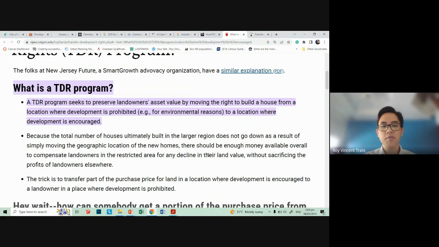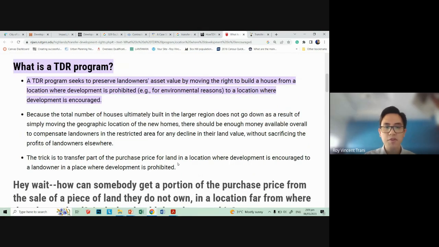So because the total number of houses ultimately built in the larger region does not go down as a result of simply moving the geographic location of the new homes, there should be enough money available overall to compensate landowners in the restricted area for any decline in their land value without sacrificing the profits of landowners elsewhere. So the trick is to transfer part of the purchase price for land in a location where development is encouraged to a landowner in a place where development is prohibited.